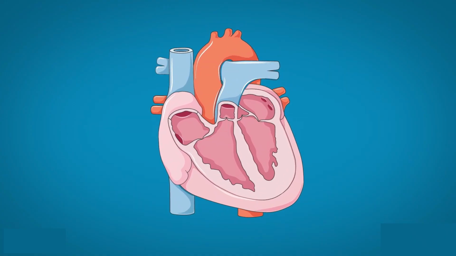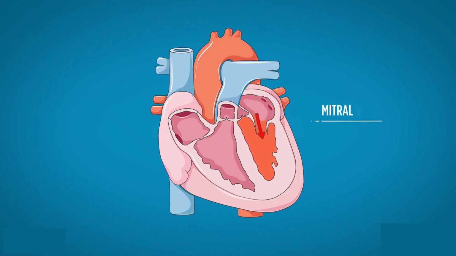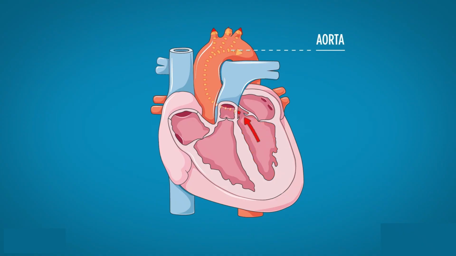The oxygenated blood returns back to the heart through the pulmonary vein and into the left atrium. It goes through the mitral valve and finally into the left ventricle, which is responsible for pumping the oxygenated blood through the aorta and out to the body.